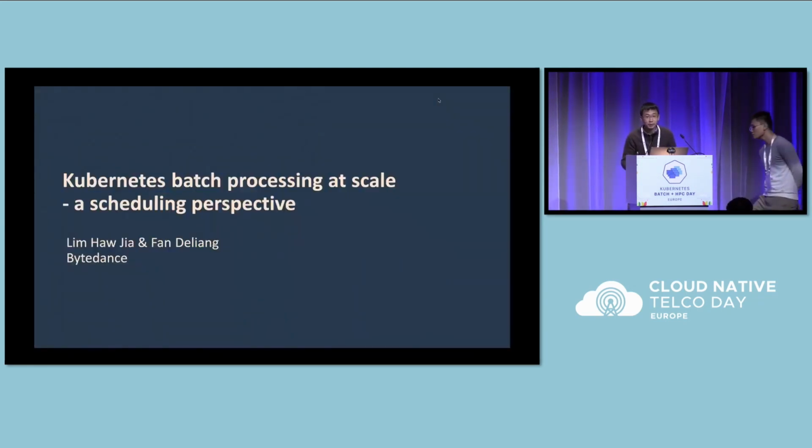Since batch processing is a huge topic, we will focus on the scheduling, especially on the performance and the capabilities.